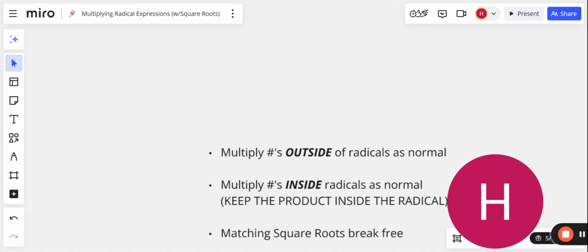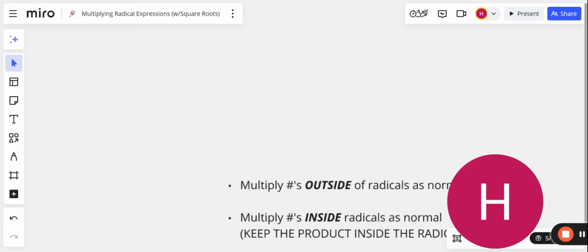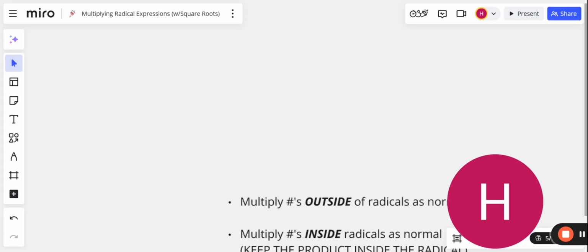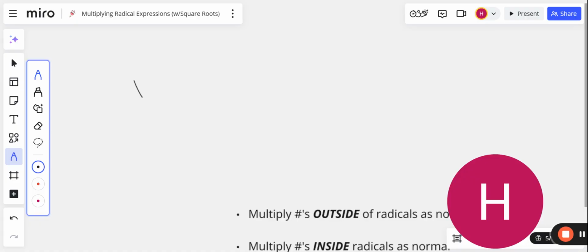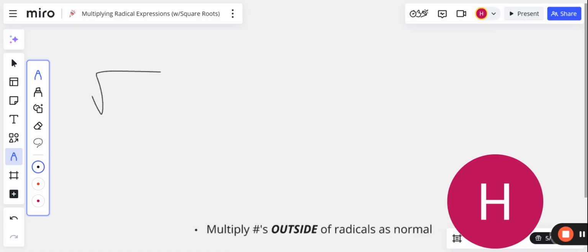Hello, welcome everybody. So this is a brief little introduction on multiplying radical expressions that have square roots specifically. So let's start off with what a radical is. A radical is this symbol, and it's used to indicate a root. What is a root? So a root is sort of like the opposite of raising a number to an exponent.